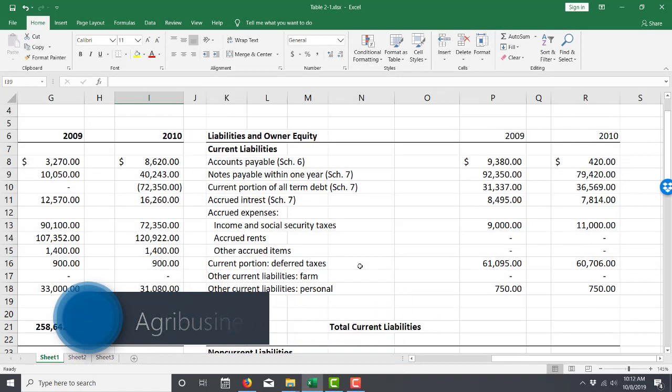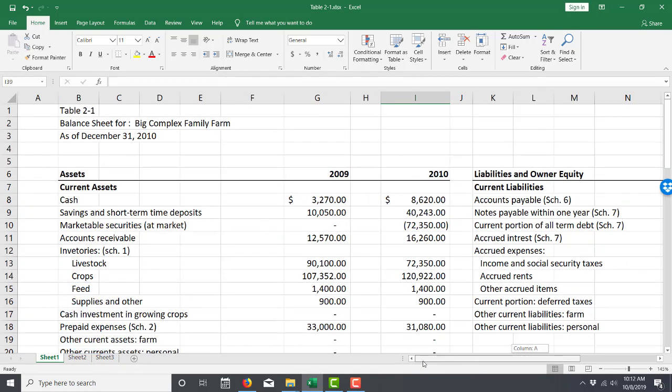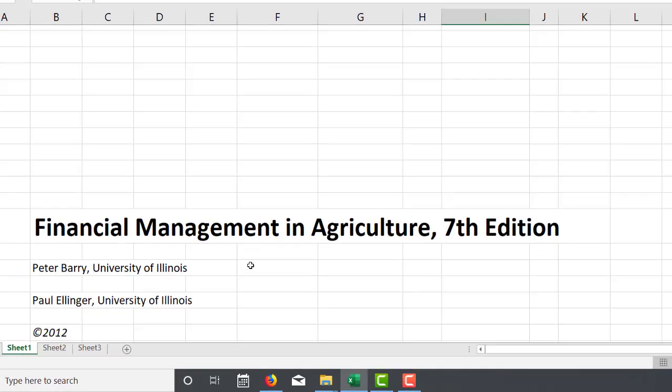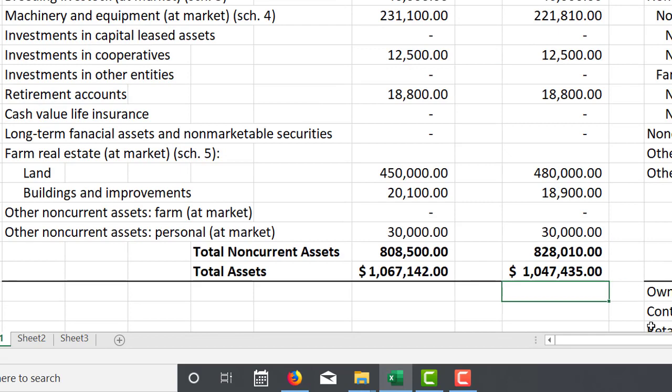All right, we're going to pick up where we left off, and we're going to examine the liabilities and equity for a complicated farm balance sheet. Once again, this is part 2 of a video. This is table 2.1 from the textbook Financial Management in Agriculture by Peter Berry and Paul Ellinger, copyright 2012. So I'm citing my source so that you know that I didn't cook up this balance sheet on my own.